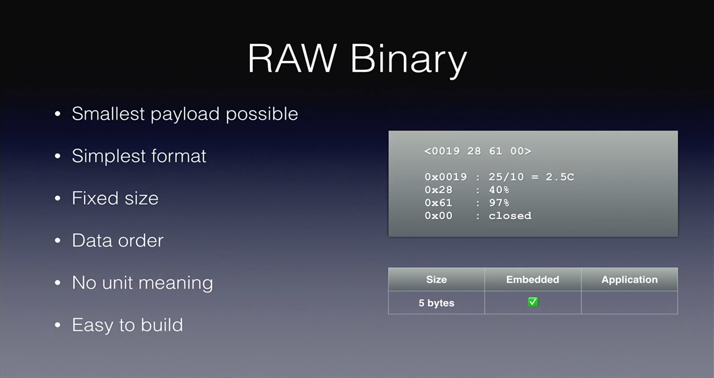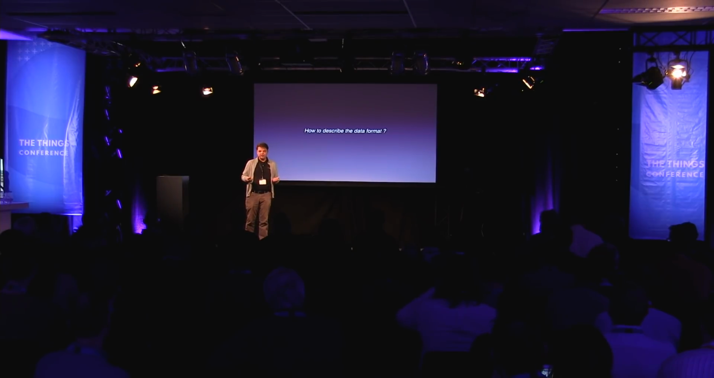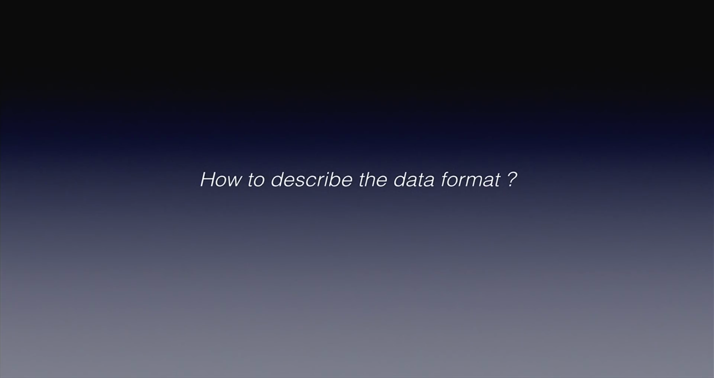For the humidity here, 40%, it's just a single byte. Same for the battery, and same for the door status. So we come to 5 bytes in that example, which is really small, very efficient, and that fits very well the embedded system. The only problem is that, as I said, there is no unit meaning, and you need to know in advance, when you want to integrate that in an application layer, what is the order, and you need to know what is the format, or how I can describe, basically, the data format. How will I know that the first byte is a temperature, and so on?